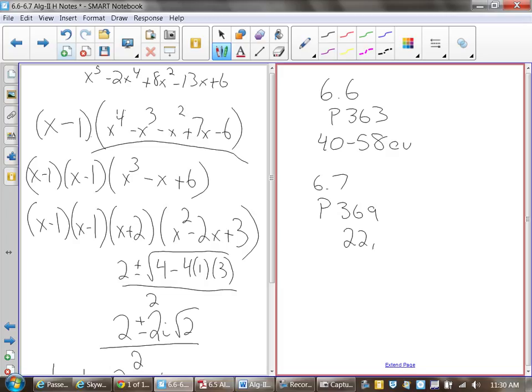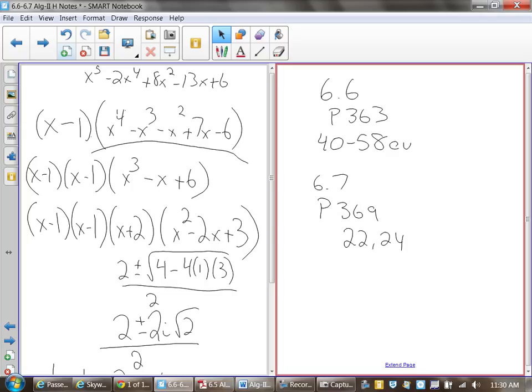Oh wait, this was 22, 24, 43, 50. The 6.6 stuff, you're not going to have any imaginary stuff to worry about. They're asking you to find reals. It's going to be relatively straightforward. The 6.7 ones are a little bit longer, and it's possible to get an imaginary. But there's only 2 questions. Just start with the 6.7.